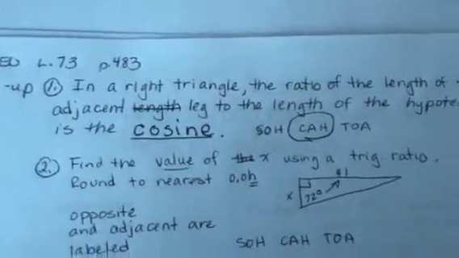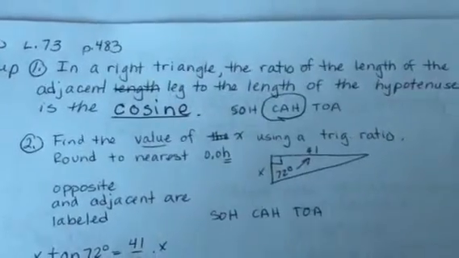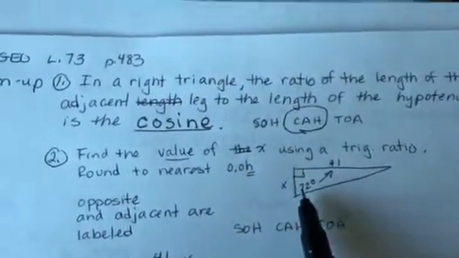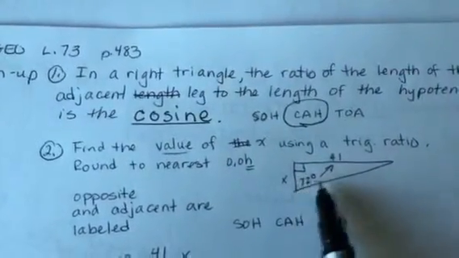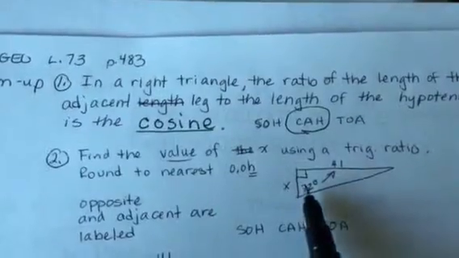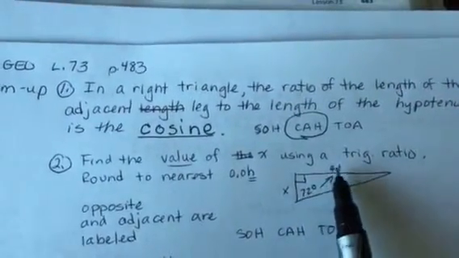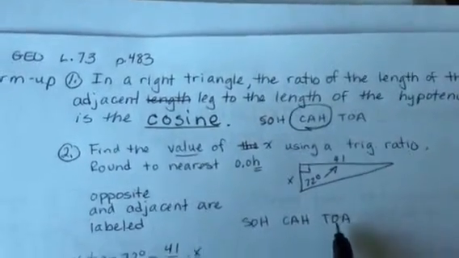Number 2, find the value of x using a trigonometry ratio. Round to the nearest hundredths place. Well, here's our angle, and they've defined x, which is adjacent, and we've been given 41, which is opposite. So adjacent and opposite.